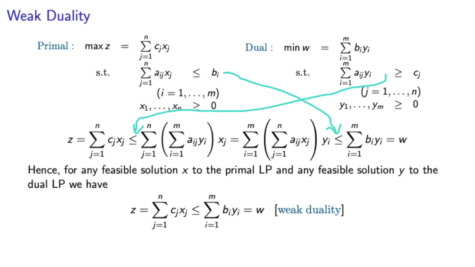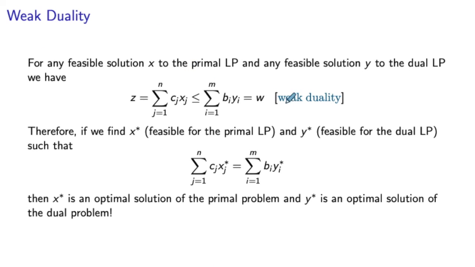But for now, let's see what are the implications of weak duality that we can use in order to obtain the optimal solution to either primal or dual. So because this weak duality inequality holds for any feasible x for the primal problem, and for any feasible y for the dual problem, if I find a feasible solution x star for the primal and a feasible solution y star for the dual such that the two objectives match, so z at x star is the same as w at y star, then we can actually claim optimality of x star for the primal and y star for the dual.